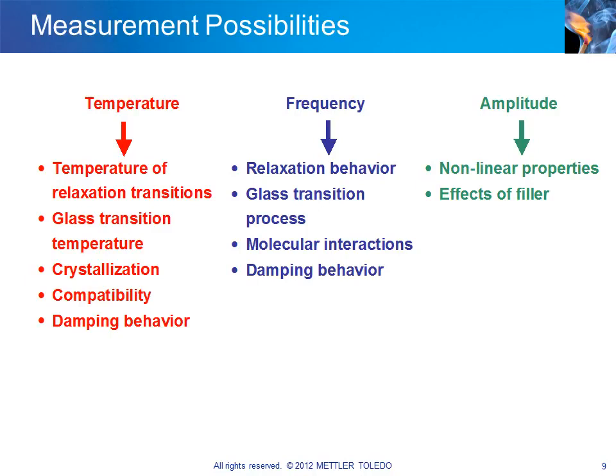DMA measurements can be performed as a function of temperature, frequency, or amplitude. This slide gives an overview of the different applications associated with each parameter. Temperature scans are mainly used to investigate processes such as the glass transition, crystallization, and curing reactions, or to study damping behavior. Frequency scans provide information on relaxation behavior, molecular interactions, and damping behavior. Finally, amplitude scans are used for studying possible nonlinear behavior of materials or the effects of fillers.